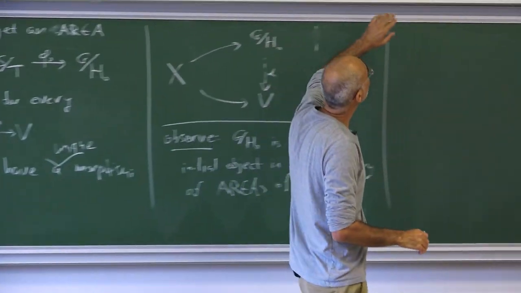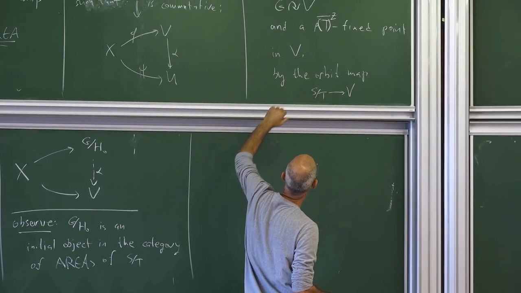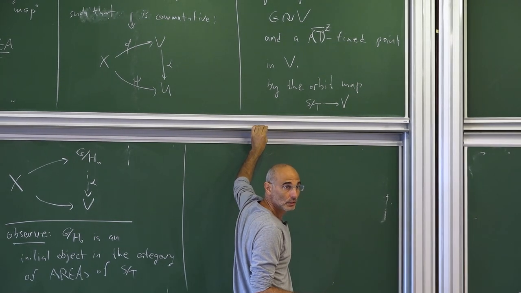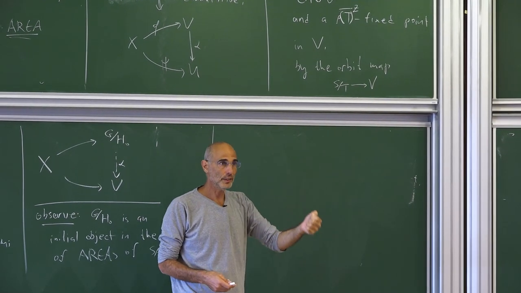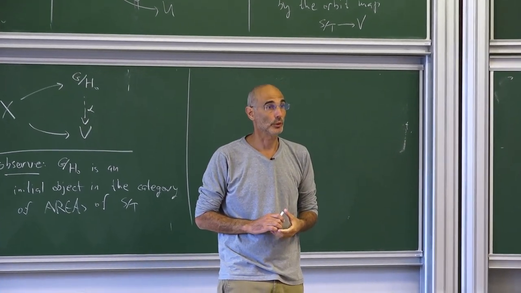No, I am given an algebraic representation V. If there is no fixed point, there is no algebraic representation. I mean, it is given. I mean, there is a correspondence between V's and T fixed points inside them and algebraic representations of S mod T.